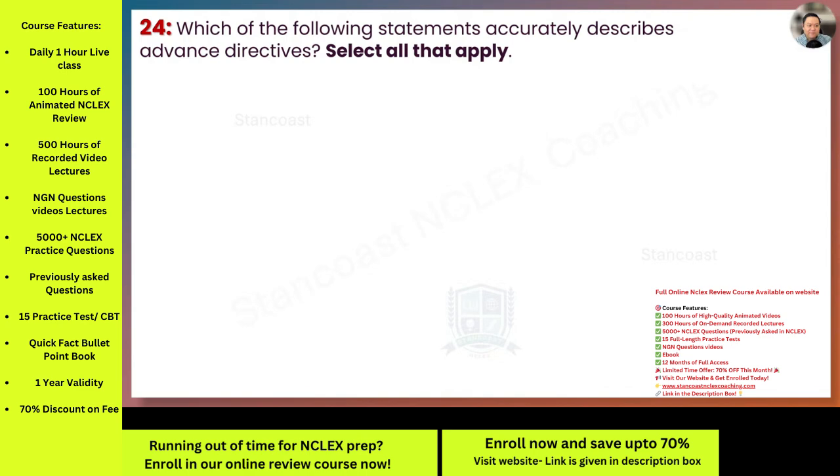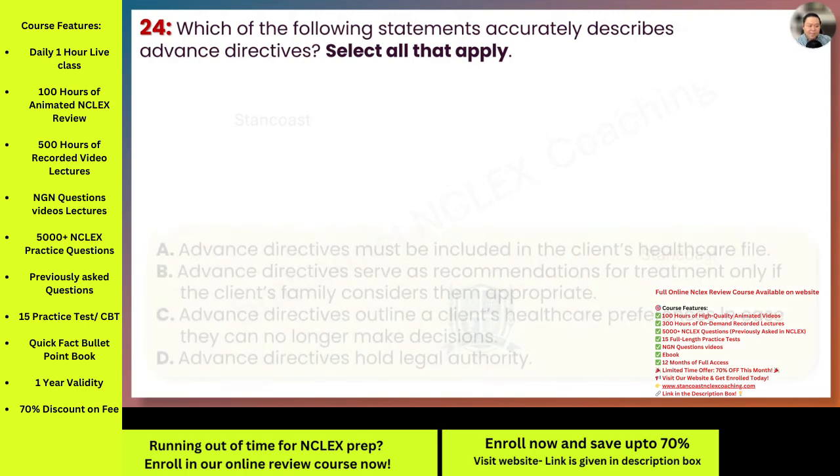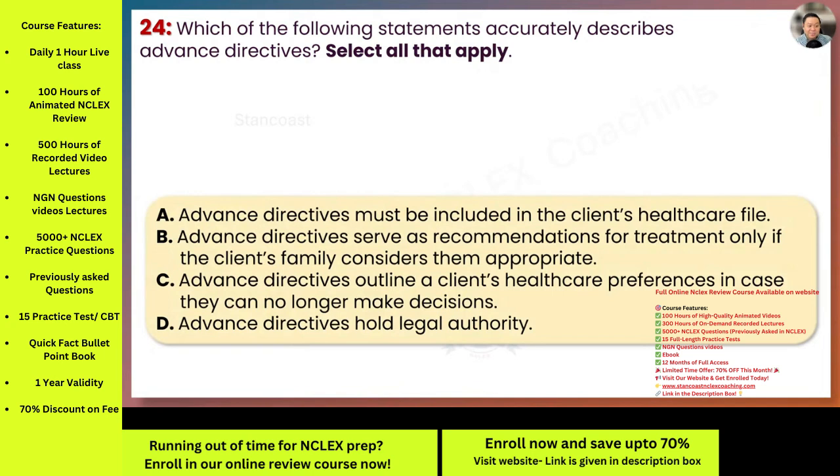24. Which of the following statements accurately describes advance directives? Select all that apply. A. Advance directives must be included in the client's healthcare file. B. Advance directives serve as recommendations for treatment only if the client's family considers them appropriate. C. Advance directives outline a client's healthcare preferences in case they can no longer make decisions. D. Advance directives hold legal authority.